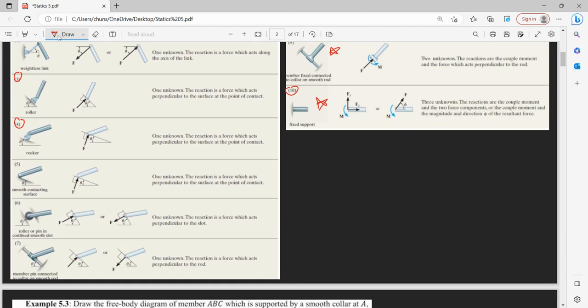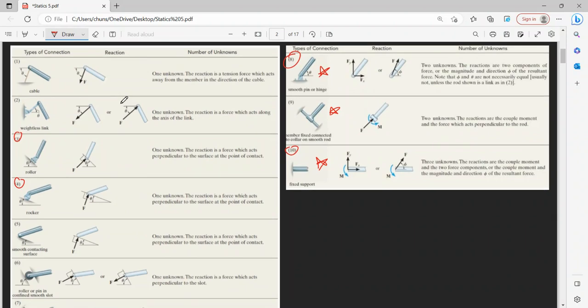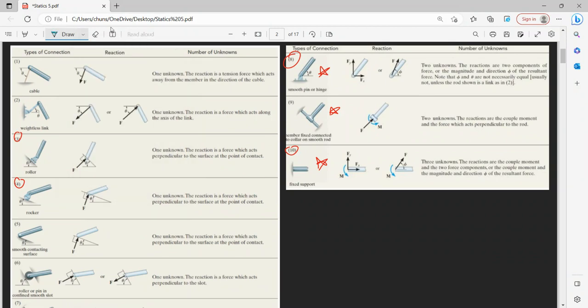So other than these few here, the rest of the different kinds of connections only have one reaction, and that would be our normal force, or a force of tension. So in this first one, you can see that with a cable, our force is directed just along the cable at whatever angle we need. So it's going to follow it and treat it as if it were in tension. Right? We treat all cables in tension.